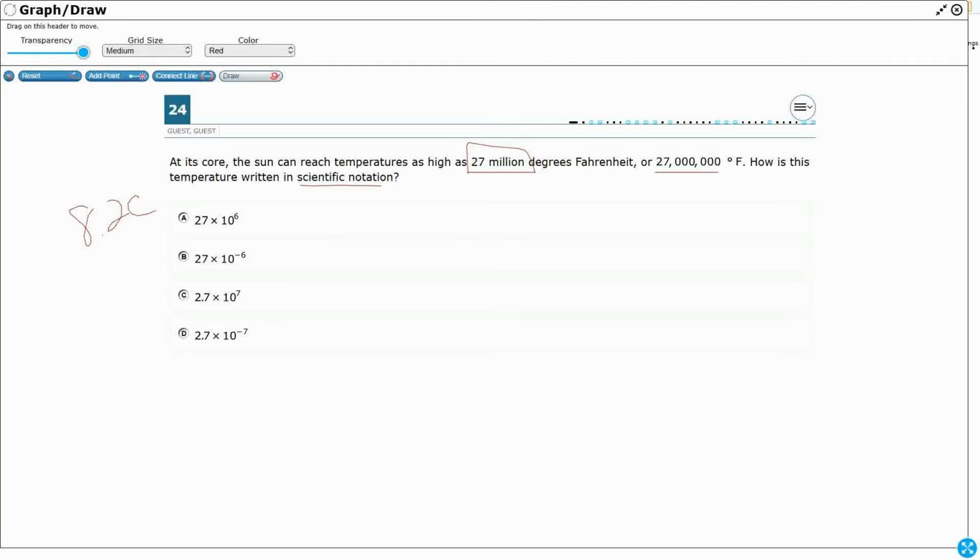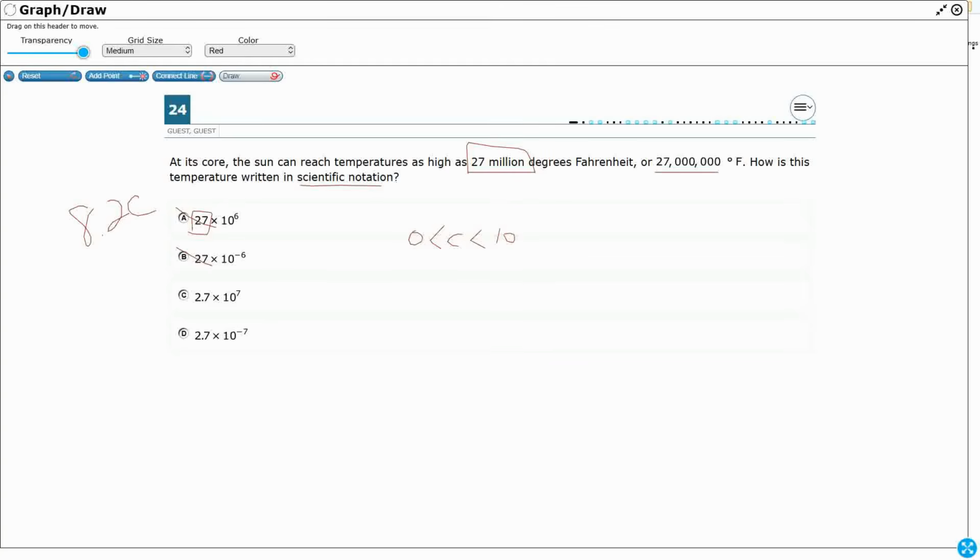So here's the rule with scientific notation. So we have this coefficient, right? And the coefficient needs to be less than 10, right? So it needs to be a one-digit number, but it needs to be greater than 0. So first off, we can get rid of these two right here because it's 27. So it needs to be less than 10, greater than 0. So we're really stuck with 2.